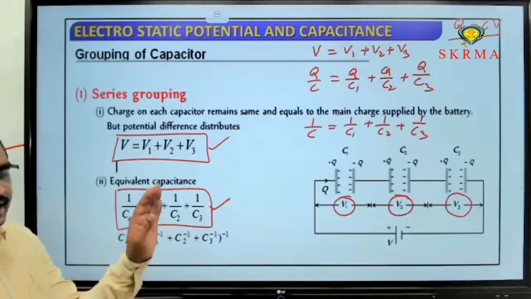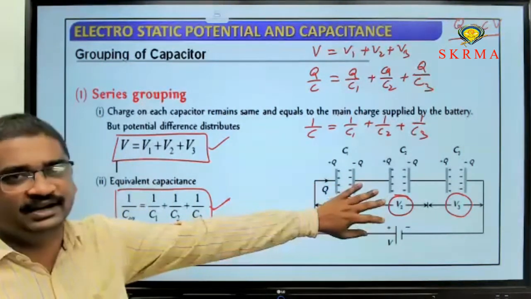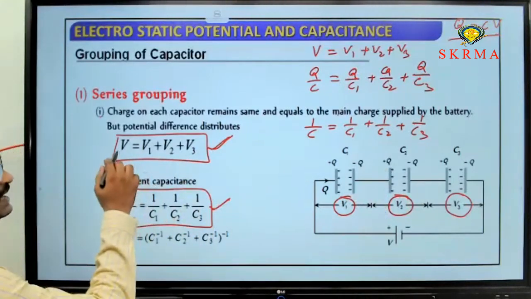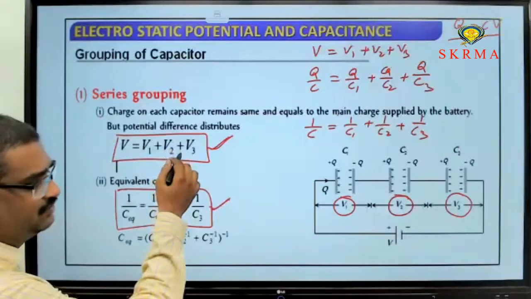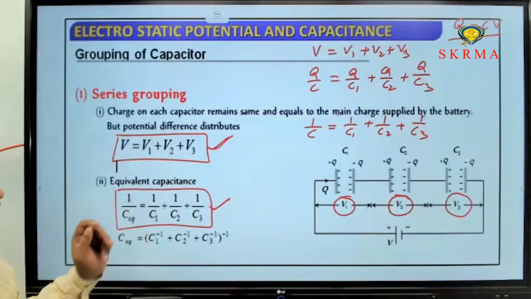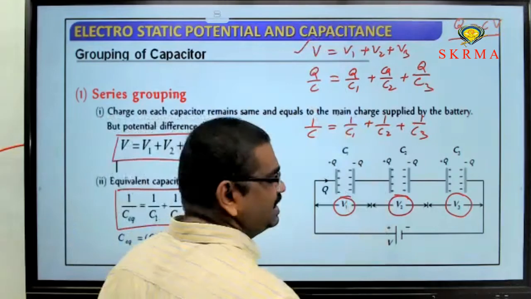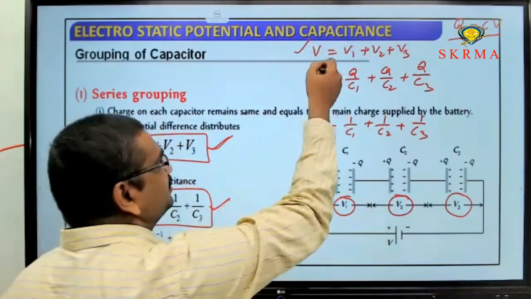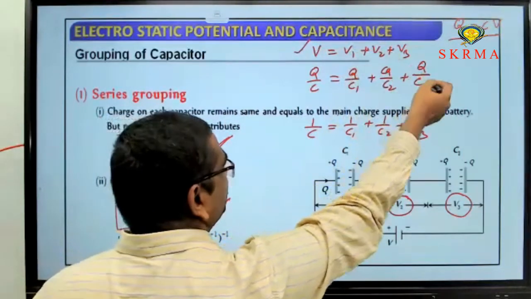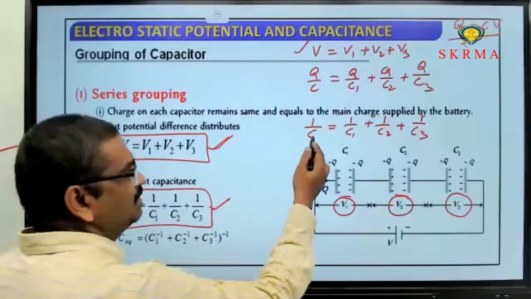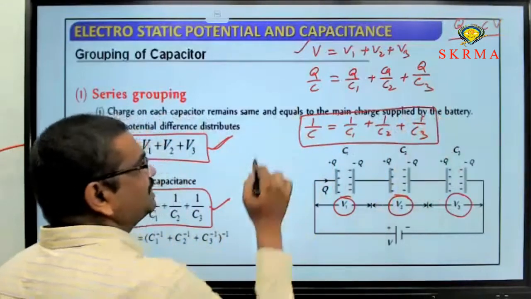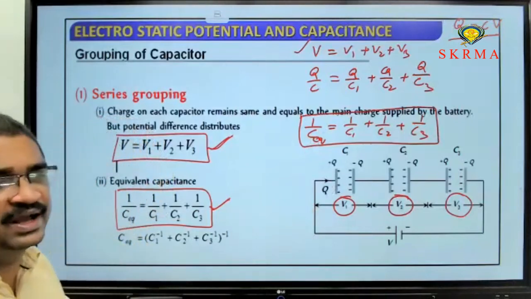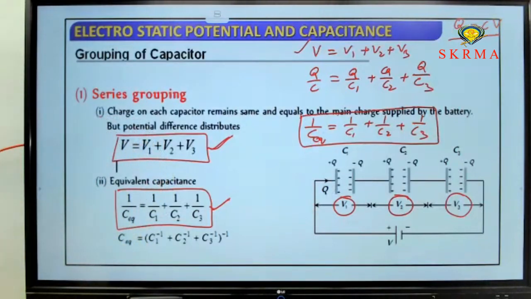Check it once. In series combination, charge is constant and potential is going to divide. So total potential is the sum of the individuals: V equals V1 plus V2 plus V3. Next, solve for equivalent capacitance using the same equation. Substitute V as Q by C: here Q by C1, here Q by C2, here Q by C3. Cancel Q on both sides, then you get 1 by C as 1 by C1 plus 1 by C2 plus 1 by C3. This is also the equivalent capacitance in a series combination.